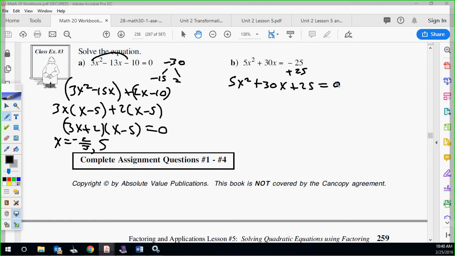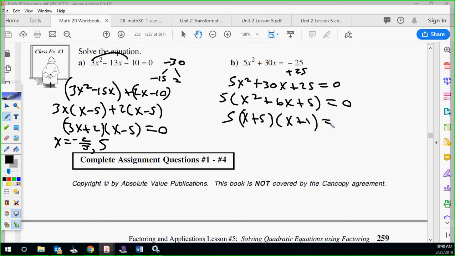Okay, so first thing I'm going to do is take a 5 out. They all have 5 in common. That means I can use inspection, which is also easier than decomp. Factors of 5 that add up to 6, a nice easy one. Factors of 5 is only one option, 5 and 1, and that happens to be 6. And your answers are -5, -1. That's it.